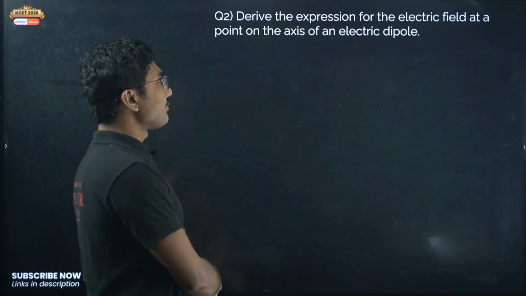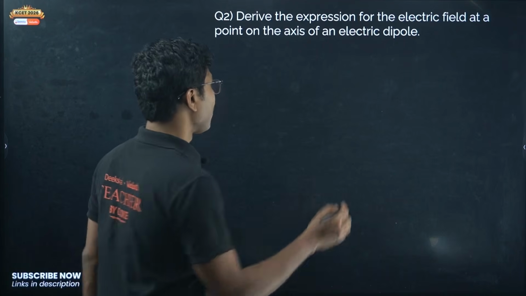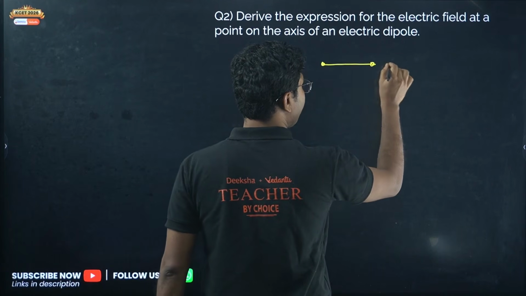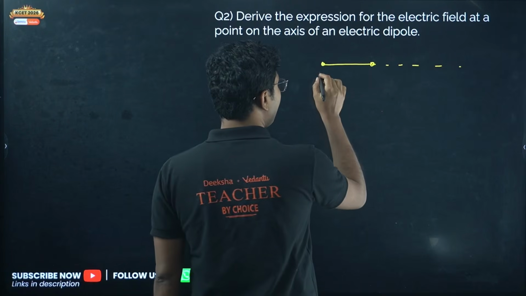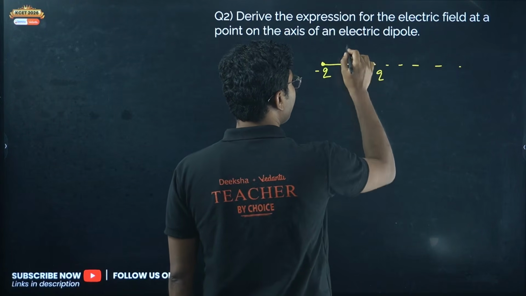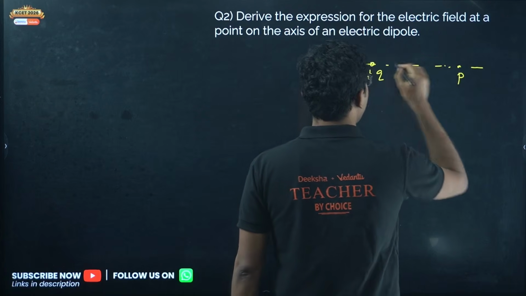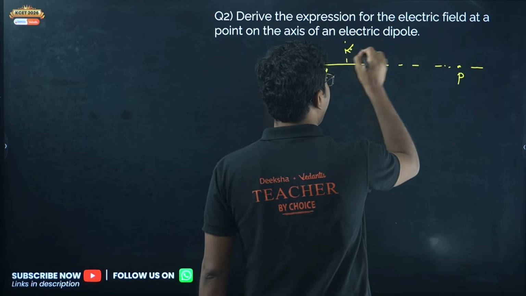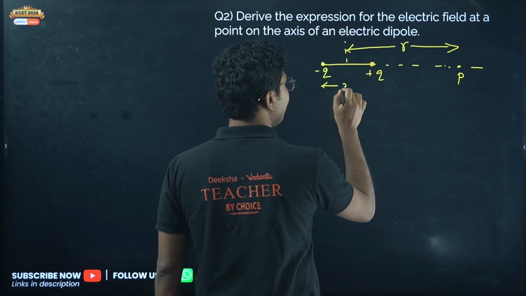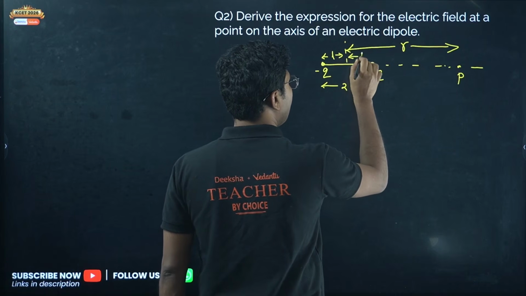Next, derive the expression for electric field at a point on the axis of an electric dipole. So here, we will be doing both cases, axis as well as the equatorial plane. So here is the dipole. Suppose this is the negative charge, this is the positive charge, and we are trying to find the electric field at a point P. The distance of the point is, say, R, the length of the dipole is 2L. So this distance is L, this is also L.